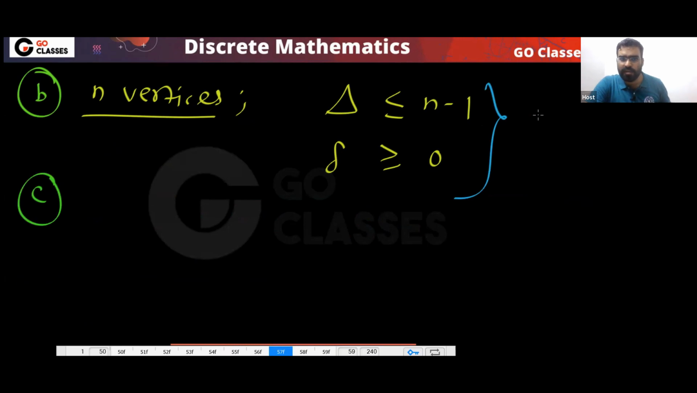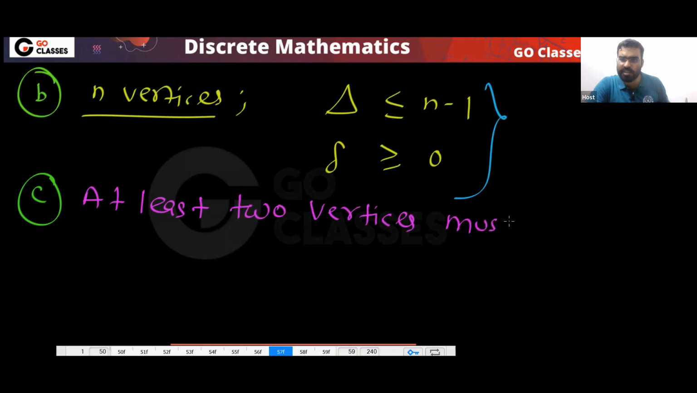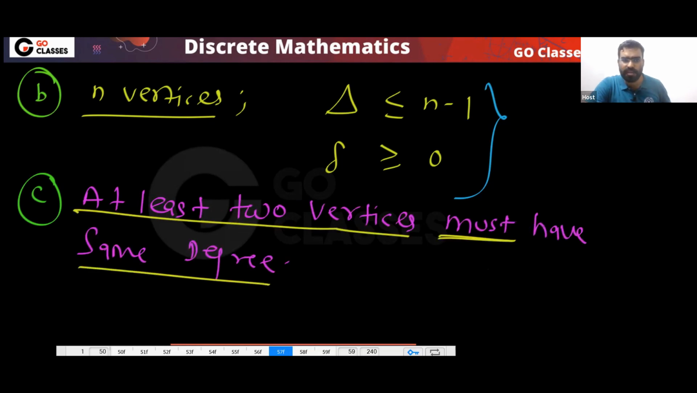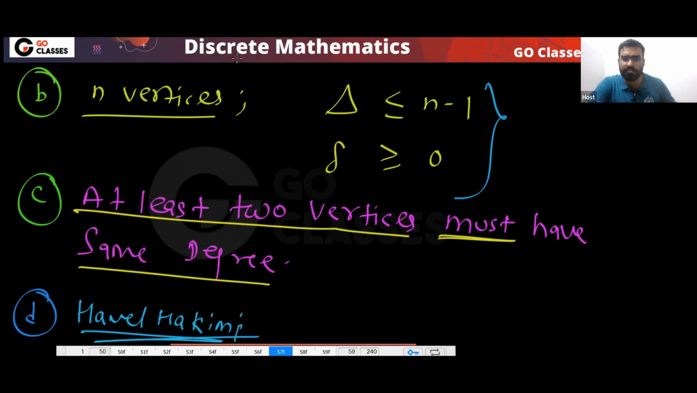What is the third thing? At least two vertices must have the same degree. After this, you will apply Havel Hakimi. This you will apply at the end.